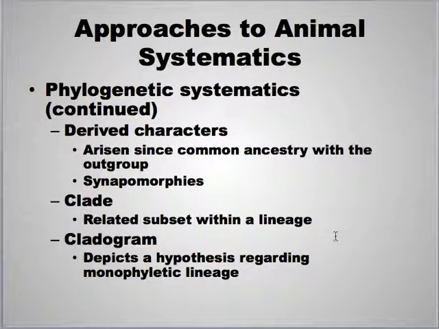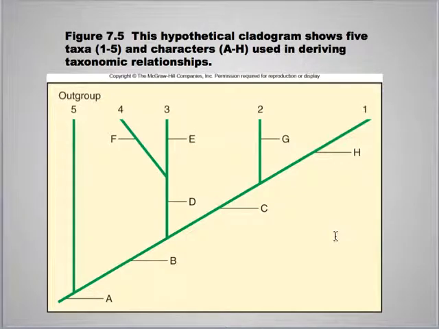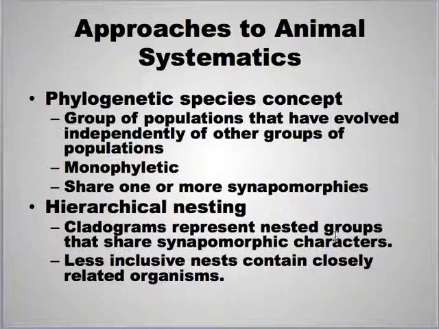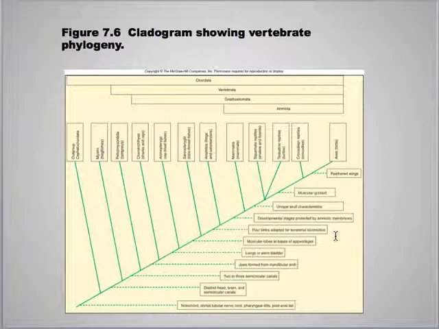Derived characteristics are those that have arisen since the common ancestry. They're also called synapomorphies. It's the same thing. Once you have this information, you can create a cladogram, and it's much easier to see when you put it into something visual, at least in my mind.